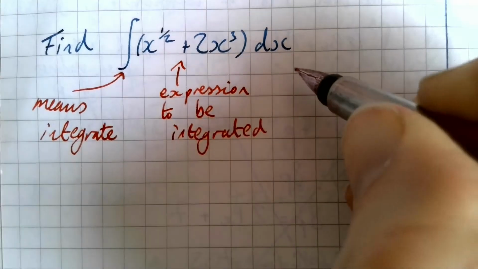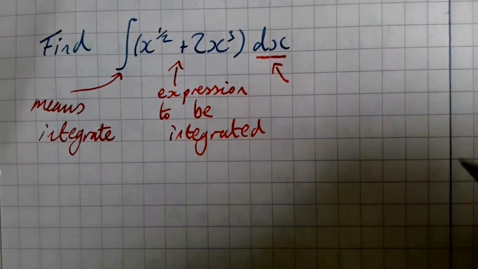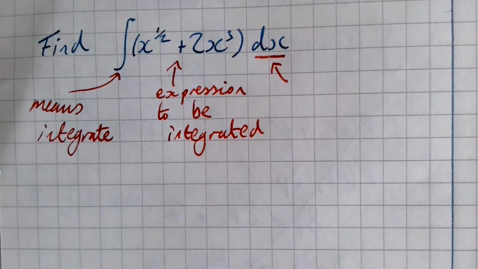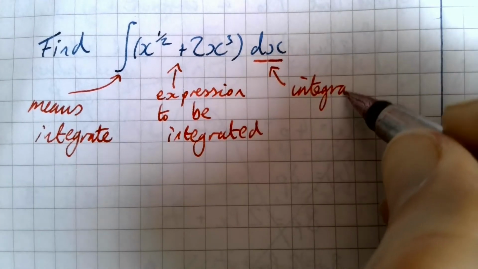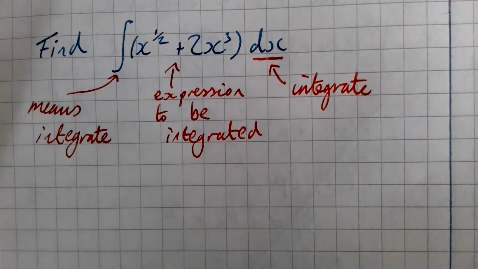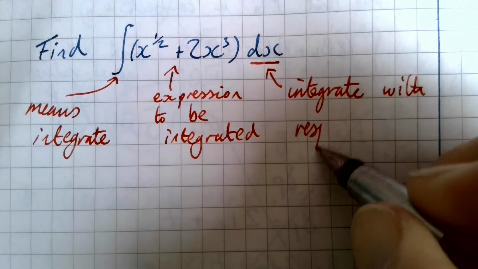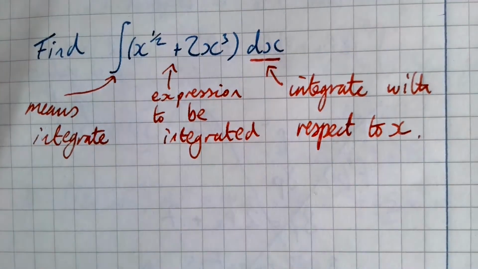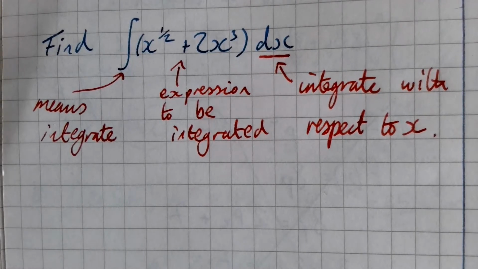And on the end here, this bit where it says dx, dx just means integrate with respect to x. So it's x that you're integrating as opposed to any other letter that may appear in there. So if you'd just like to write that down, and then you might want to pause the video and have a little go at what you think the answer might be. How would we integrate that? And I'll go through that in a moment.